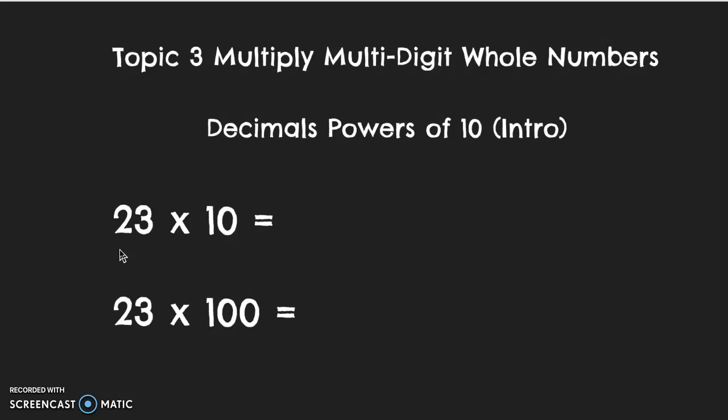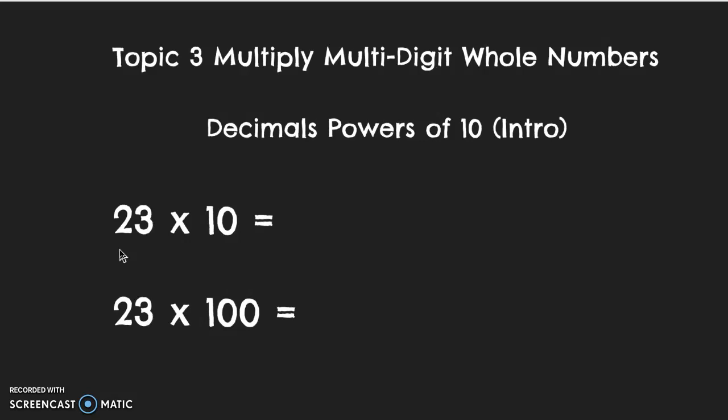We're on to Unit 3 or Topic 3, where we're going to multiply multiple digit whole numbers. And the first unit we're going to do is with decimals, powers of 10. The problem is they expect you to know a lot of these. Now, we did work on the powers of 10 before, but I just want to review this to make sure we know what we're doing.